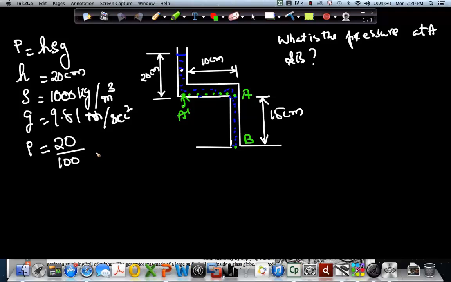No, what is 20 by 100? It can be cut, right? So these two can be cut, so it will be 2 by 10. What will it be in decimals? 2 by 10 in decimal will be?